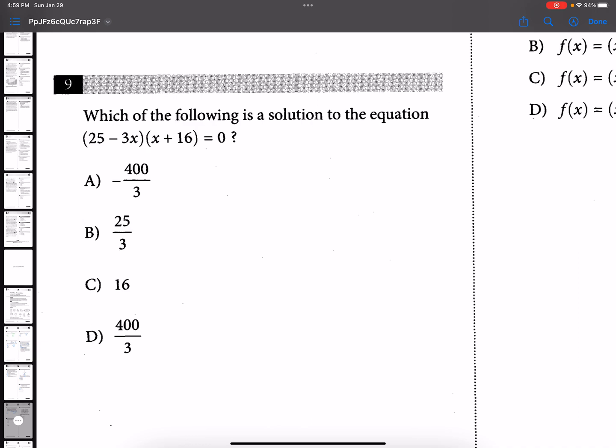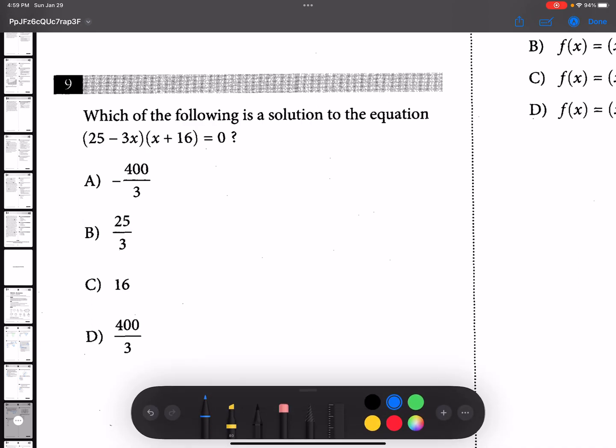All right, number 9, which of the following is a solution to the equation? Okay. Substituting would be our goal here, but because these are big numbers, I'm not sure, so I'm just going to simplify them. If we take, you know what, actually substituting would be much easier. So let's just do substituting.